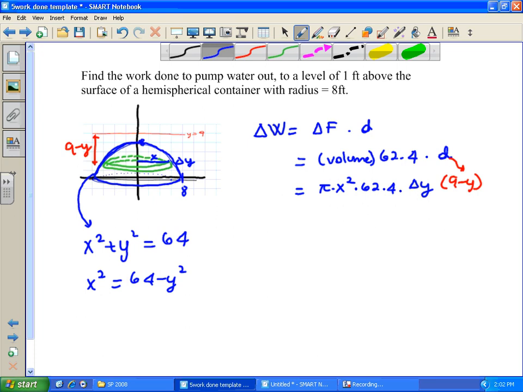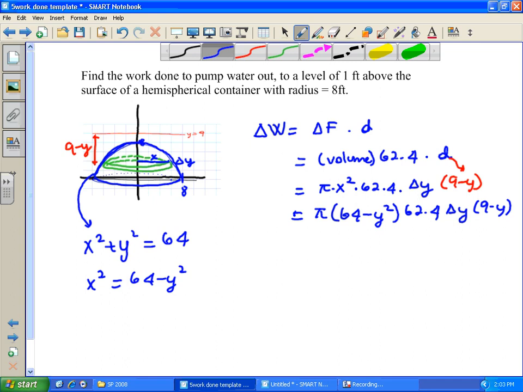Again, because this slab is bordering that circle on the edge, that means no matter what that radius is, to get the y at that point, because that point is along that circle with x squared plus y squared equals 64, you can use the fact that x squared equals 64 minus y squared. So that means instead of x squared, I can put just that. Still have my constants to deal with, still the delta y and still the 9 minus y.